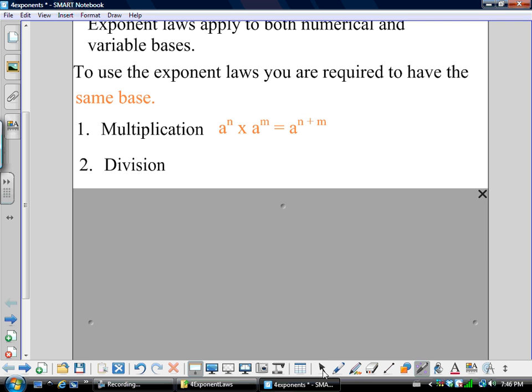Division. Again, if my bases are the same, as they are here with a, and I'm dividing, I take the exponents n and m and I subtract them. Sometimes this exponent law is written like this because often we divide in a vertical manner, but the same would apply. I would still go n minus m.